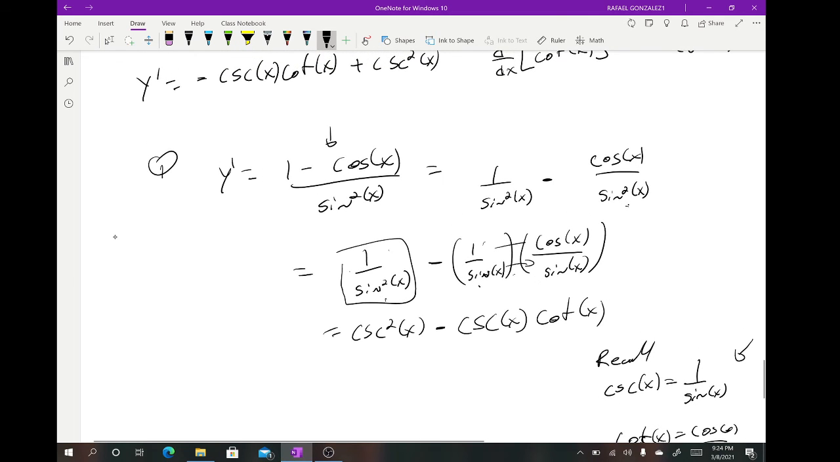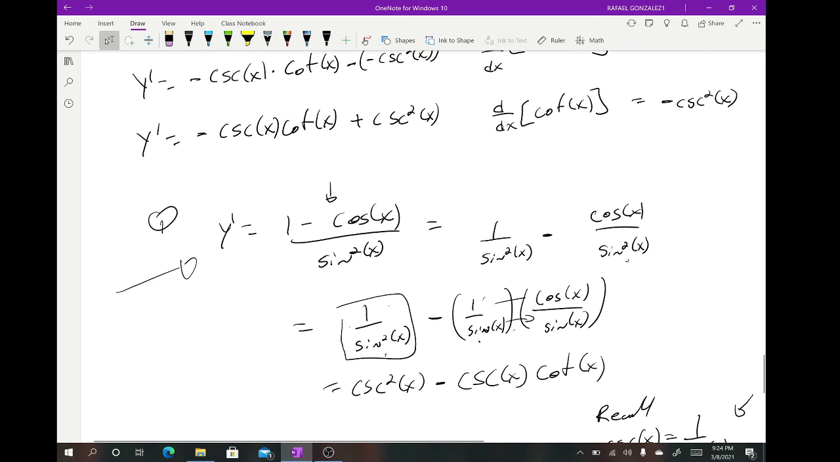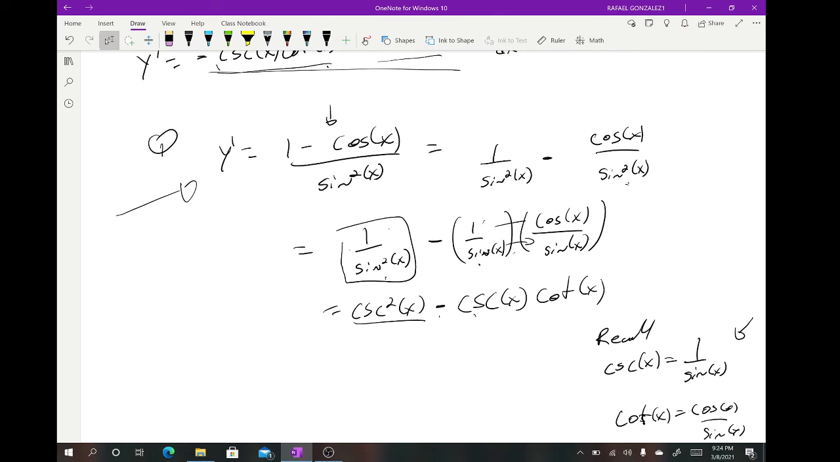So this first derivative that we found is exactly equal to the derivative that I have up here. It's just rearranged. Notice that I have minus cosecant x cotangent x, minus cosecant x cotangent x, plus cosecant square x, and this is a plus cosecant square x. So they actually are identical.